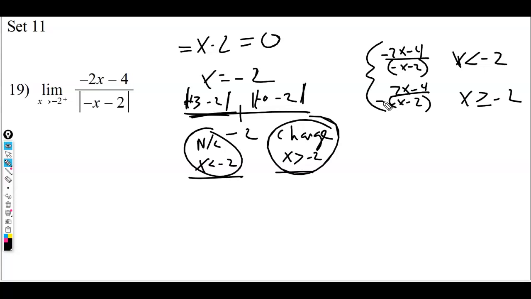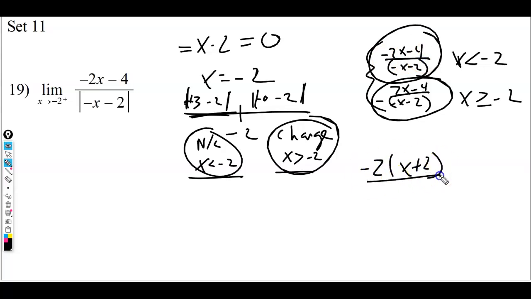Okay. Now, before we go any further, I want to show you that we're going to rewrite these expressions a little bit. On the top, I'm going to factor out a negative 2. On the bottom, I'm going to factor out a negative 1, which means those cancel. Same thing's going to happen with this other one here on the bottom. I'm going to take out a negative 2. And on the bottom, I'm going to take out a negative 1.